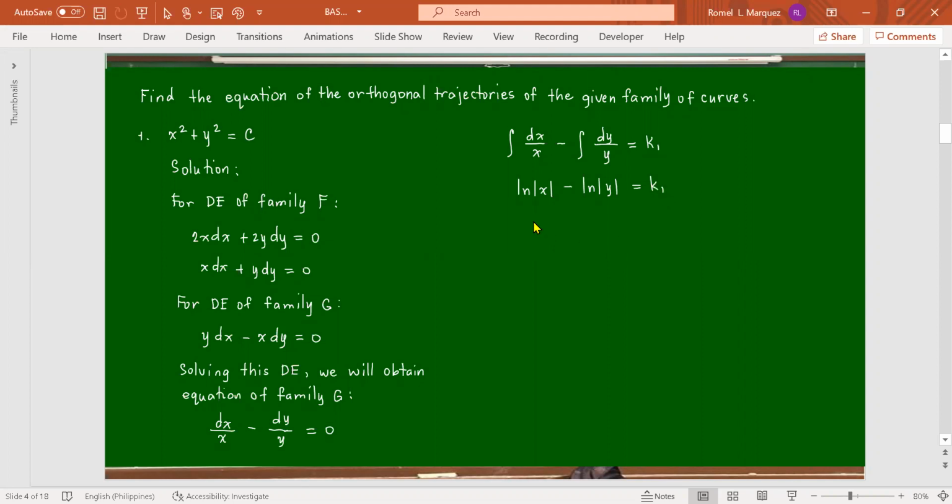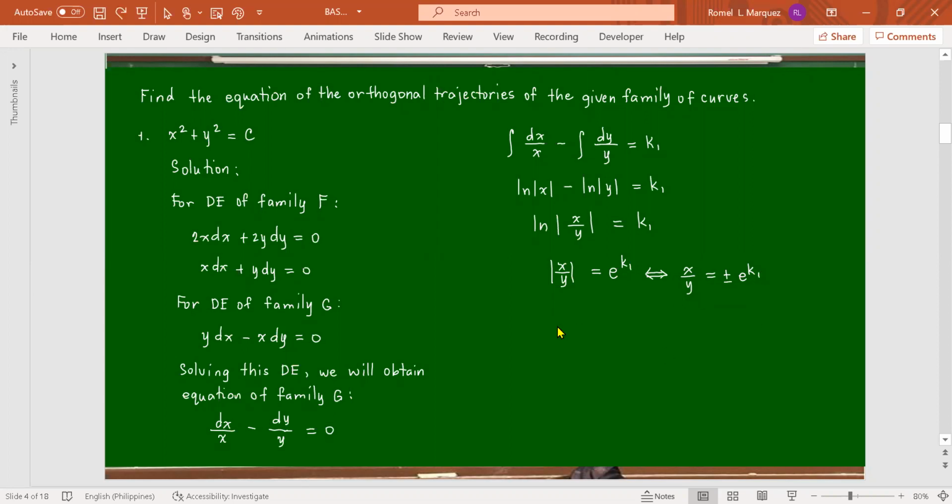Then simplifying, we get ln of absolute value of x over y, and that is equal to k1. To simplify further, we're going to make each side an exponent of e. So hence we have absolute value of x over y is equal to e to the k1, which is equivalent to x over y equal to plus or minus e to the k1.